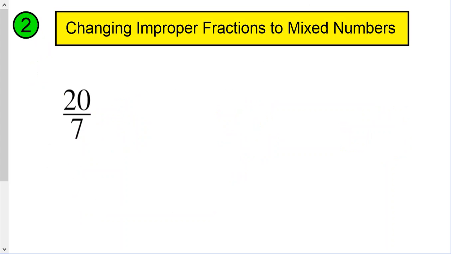All right, changing improper fractions to a mixed number. So an improper fraction is a fraction that has a bigger numerator than a denominator. So in this case, we have 20/7. Okay, so an improper fraction means that we can take out some whole numbers, and the whole number will help us create a mixed number. Okay, so in order for us to change an improper fraction into a mixed number, we need to do division.